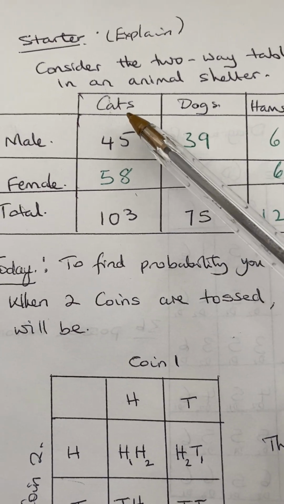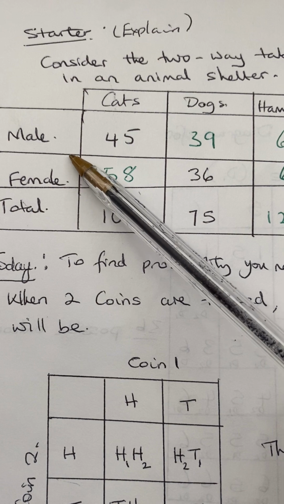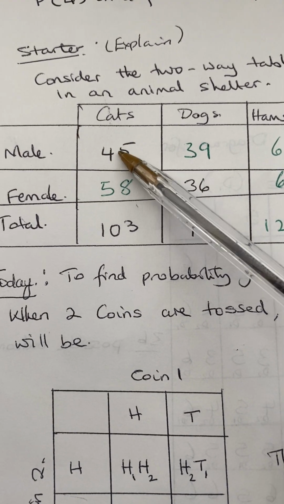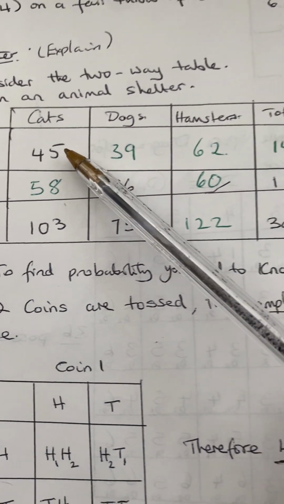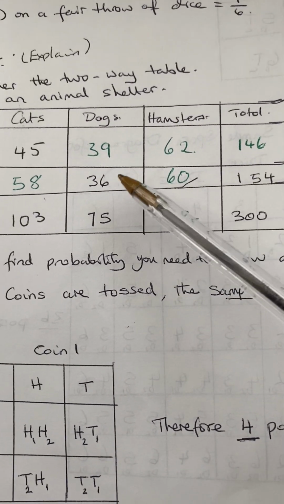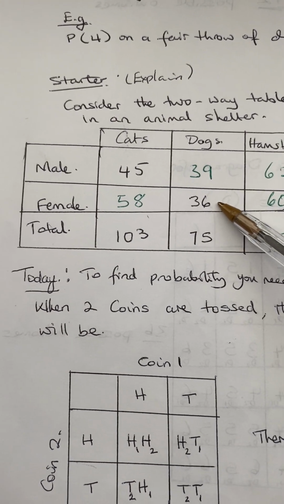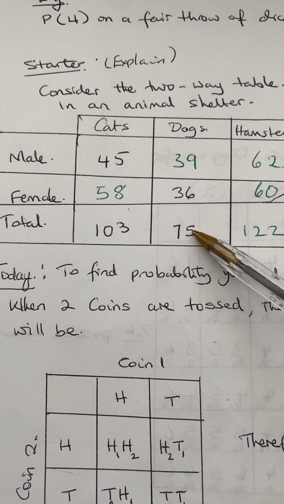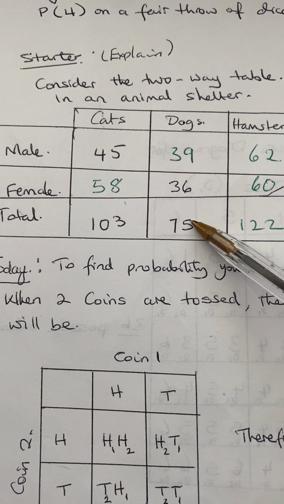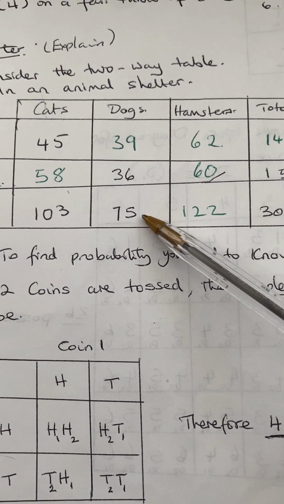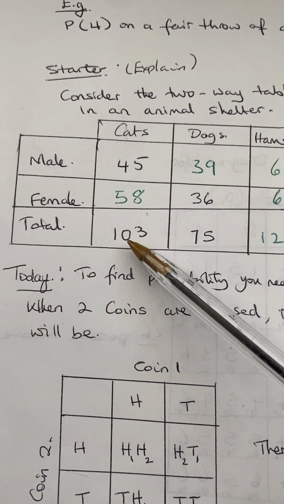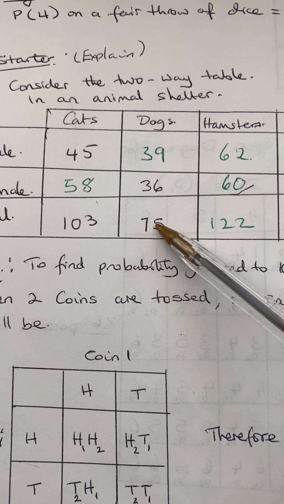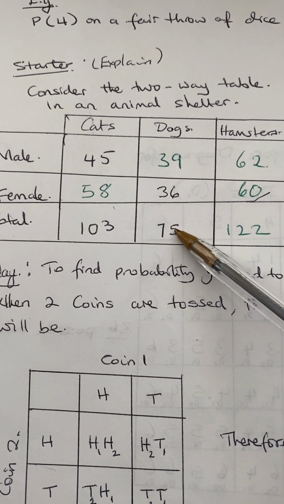Now the totals. You have the male section, where they gave you 45, and then in the dog section the female is 36, and they gave you 75 here. Now they gave you the total of cats as 103, and the total of dogs is 75.